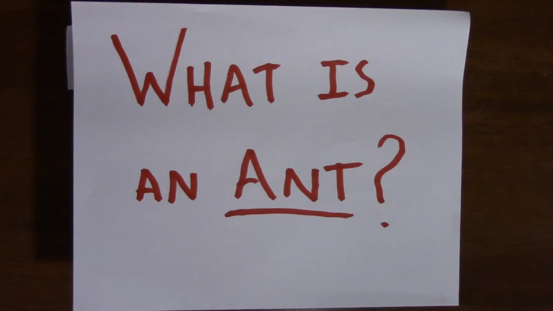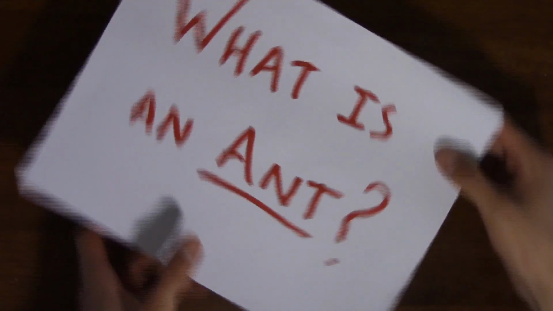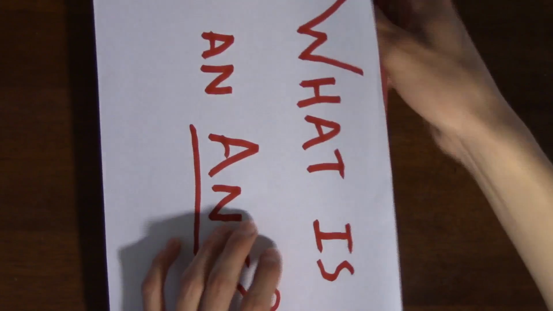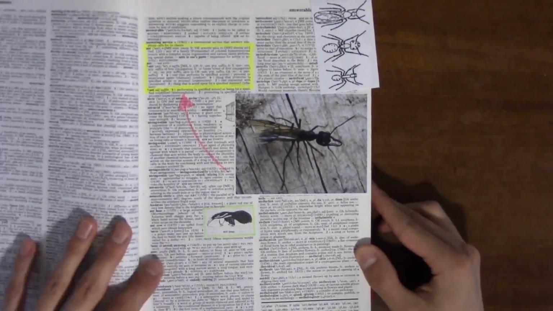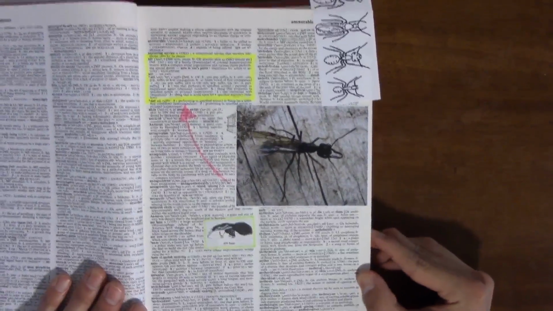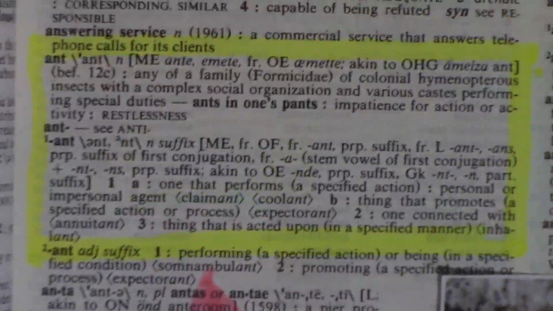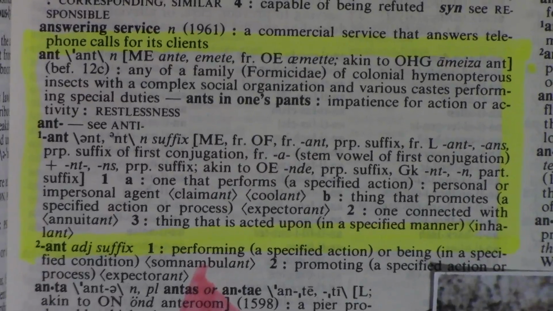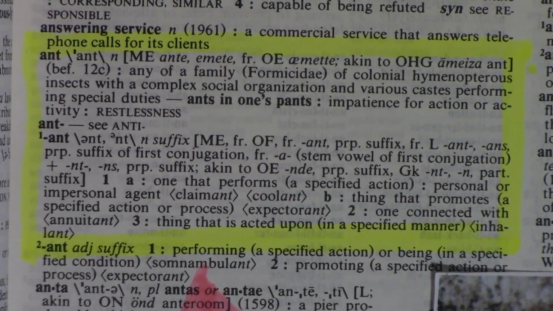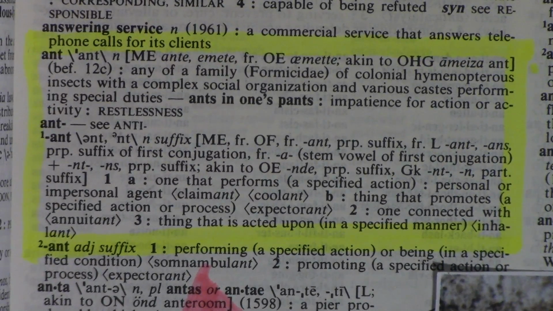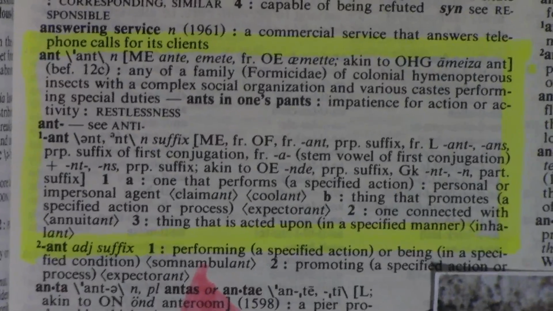Okay guys, through the years I had always been bothered by the little insects that you saw in the beginning of the video, but moving apart emotions, what really is an ant? According to Webster's dictionary, an ant is any of the family of colonial hymenopterous insects with a complex or social organization and various tasks, performing both social or special duties.